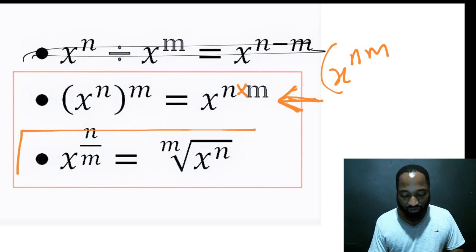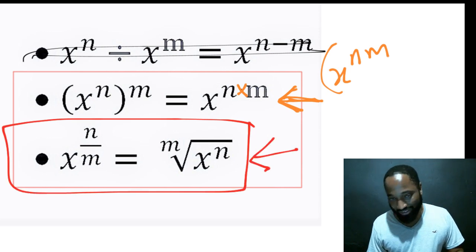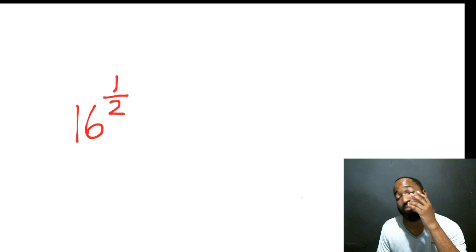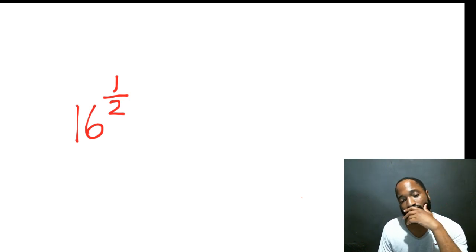This is the trickiest of them all. This is the final law, the trickiest of them all. Some weird stuff is happening with this law. Let me show you what I mean. This is what this law solves for us. What about if I had 16 to the power of a half? What does that do?